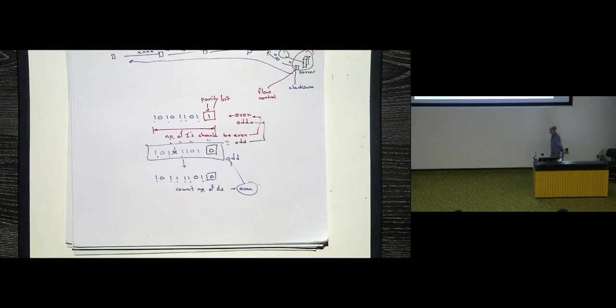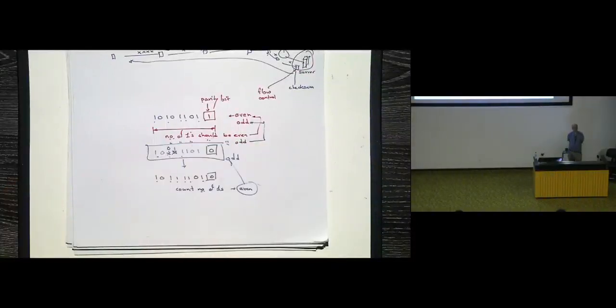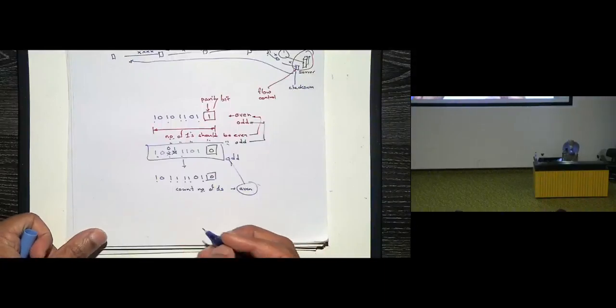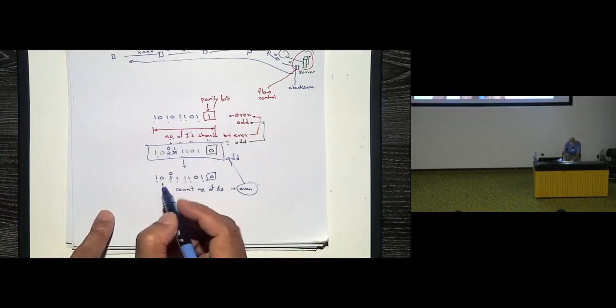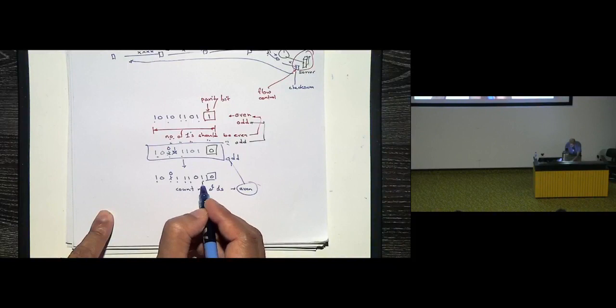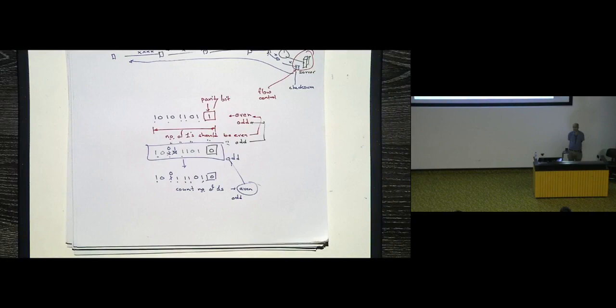Now, you would be able to tell that this is detecting an error, but it has its own limitations. For example, what would have happened if 2 of my bits were in error? Let's say this had become a 0. So this would be a 0. Then I count 1, 2, 3, 4, 5. Now I get an odd number of ones, and I say everything is okay. So my error detection fails.